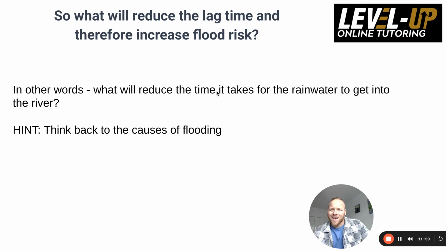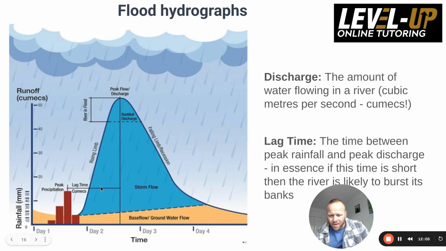So what you need to think about is, what are the things that can reduce that lag time? So what are the things that can make this even shorter? And then you can link that to the causes of flooding. So what sort of things have we looked at that might make it quicker for the rainwater to get into the river? Have a little think. Okay. And if you said things like this, then you're right. So steep ground. If it's really, really steep, it's going to get in the river quicker. Therefore, it might burst its banks quicker.